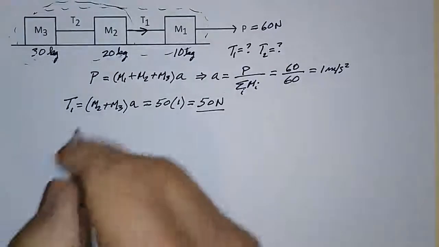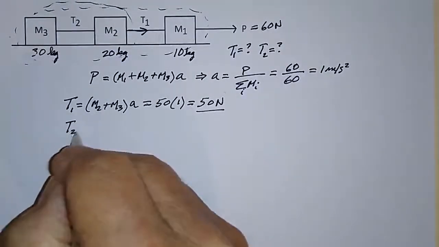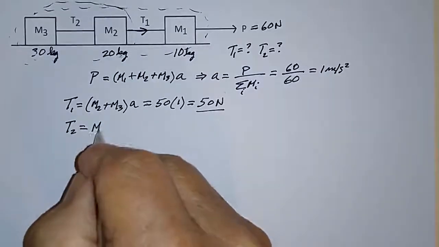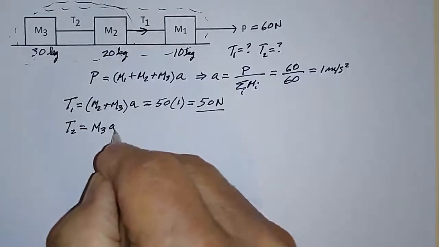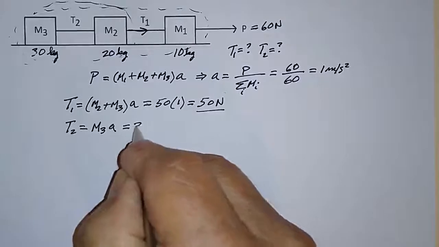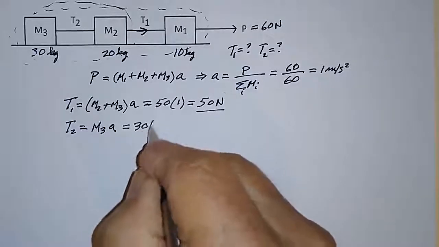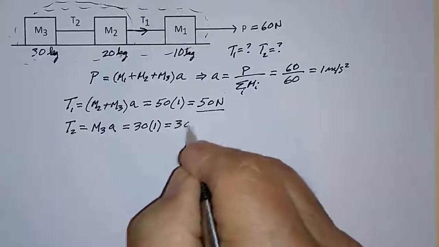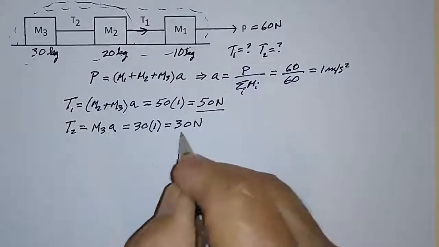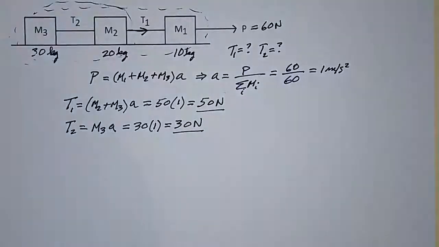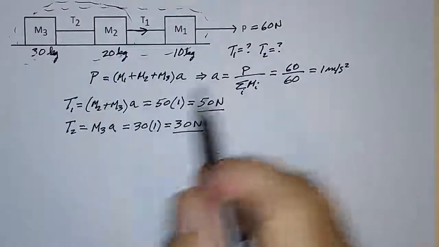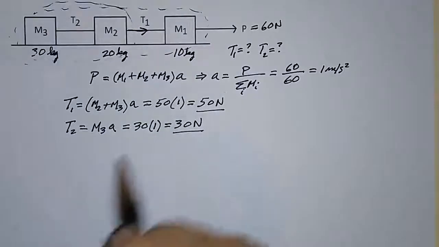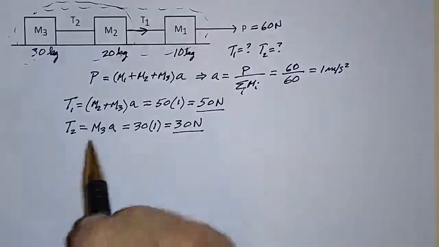And similarly, T2 is accelerating mass M3, so that's equal to M3 times A, and that's equal to 30 times A, and that's equal to 30 newtons. And that's how you do it. I've chosen the arithmetic to make it simple, almost trivial. But anyway, that's how you attack such a problem.